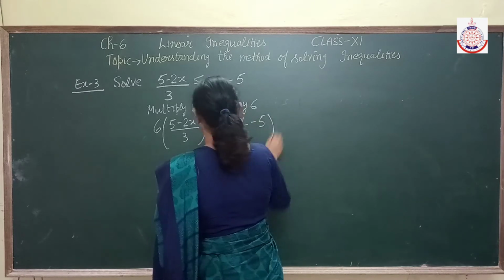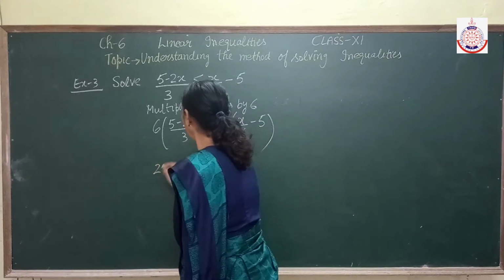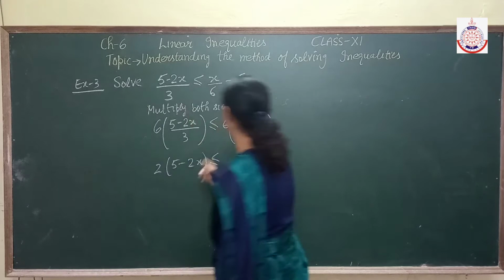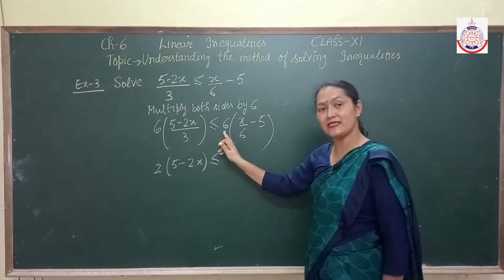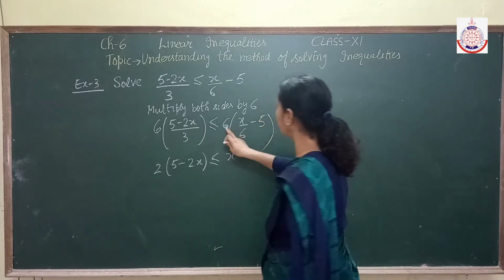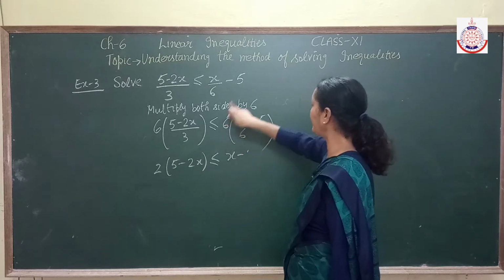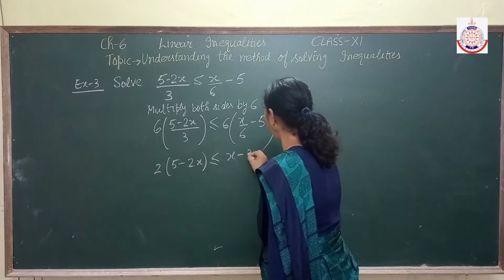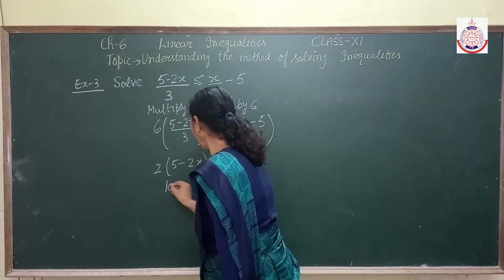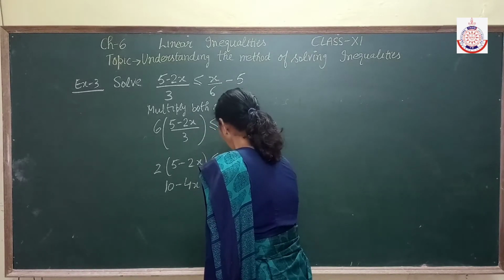When we are multiplying, this 3 and 6 will get cancelled and 2 would be there: 2(5 minus 2x) less than or equal to. This side will be taking 6 inside, so 6 and 6 will get cancelled and we will be having x. When we are multiplying 6 with this term, 6 will get cancelled, but here 6 will get multiplied. So we will be having terms like this. Now opening the bracket, 10 minus 4x less than or equal to x minus 30.